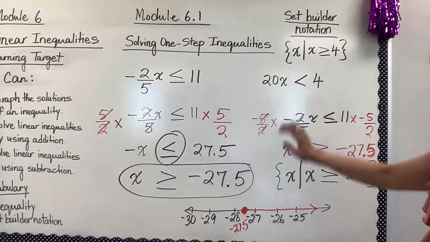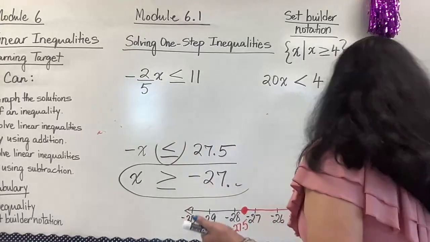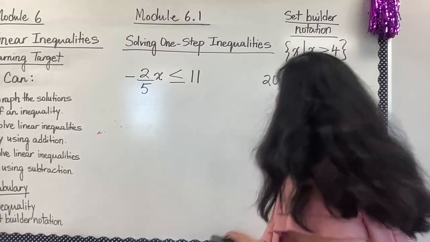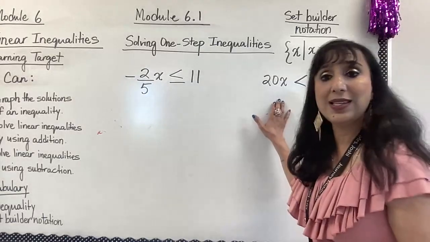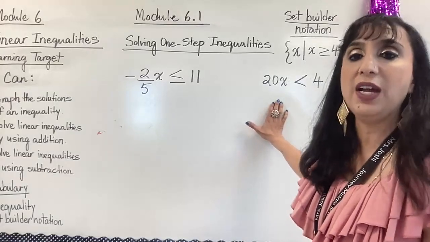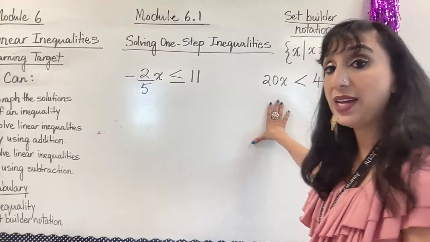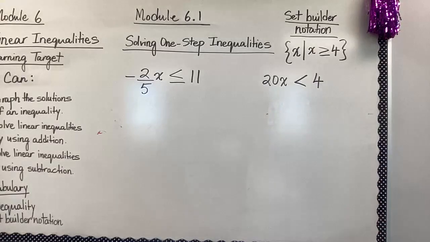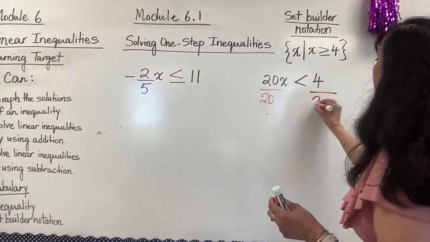Let me go ahead and work out this one. So I am going to go ahead and remove this part. And then let's do 20x is less than 4. So now it's a multiplication problem. And so once again, the inverse of multiplication is division. So I am going to use the division property of inequality. I am going to divide both sides by 20, because it's 20x. So if I divide both sides by 20, here we go, 20 and 20.